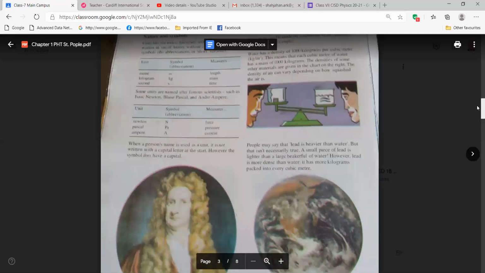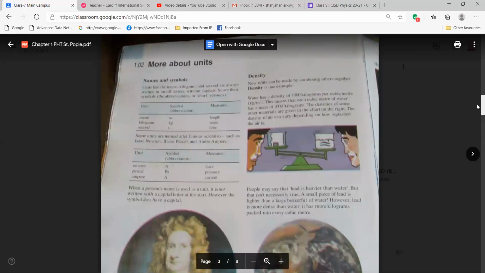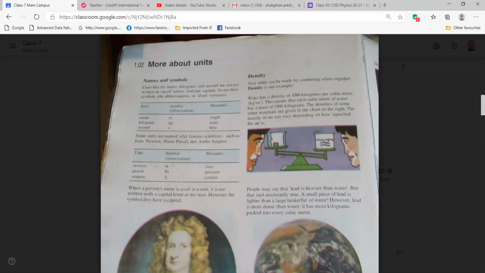So in section 1.2, we learn more about units. We have here the names and symbols for different units: meter, kilogram, second. Then we have some units named after scientists: Newton, Pascal, Ampere. When writing in short form, the unit named after a scientist should be written with a capital letter. Do you understand it?